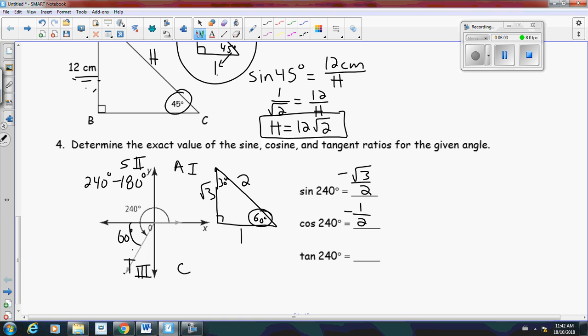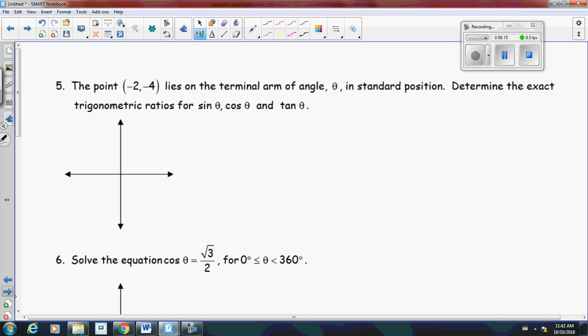Tan of 240, so now from my special triangle, I'm going to use opposite over adjacent, so root 3 over 1, which is simply root 3. In quadrant 3, tan is positive, so the tan of 240 is positive root 3.